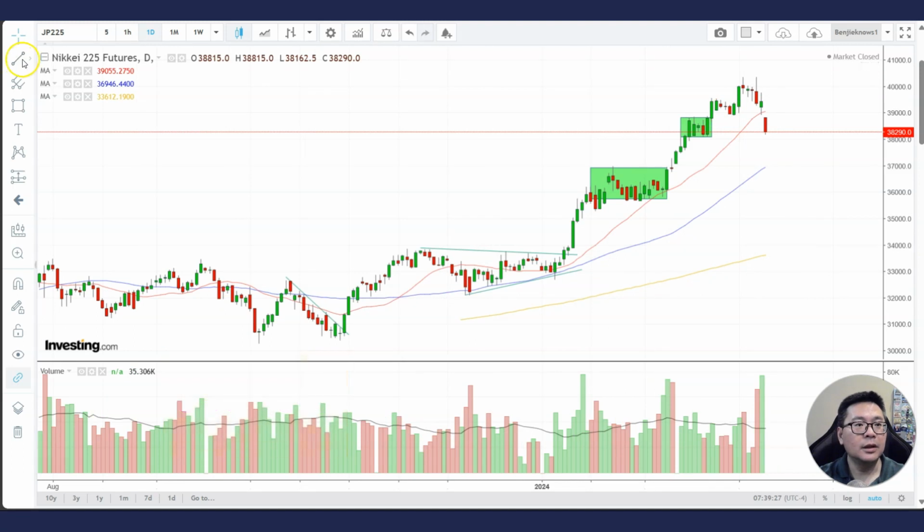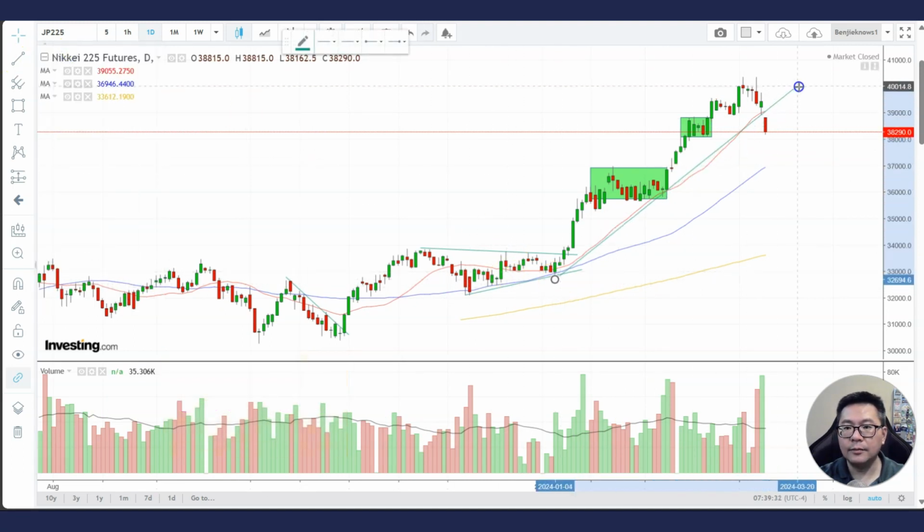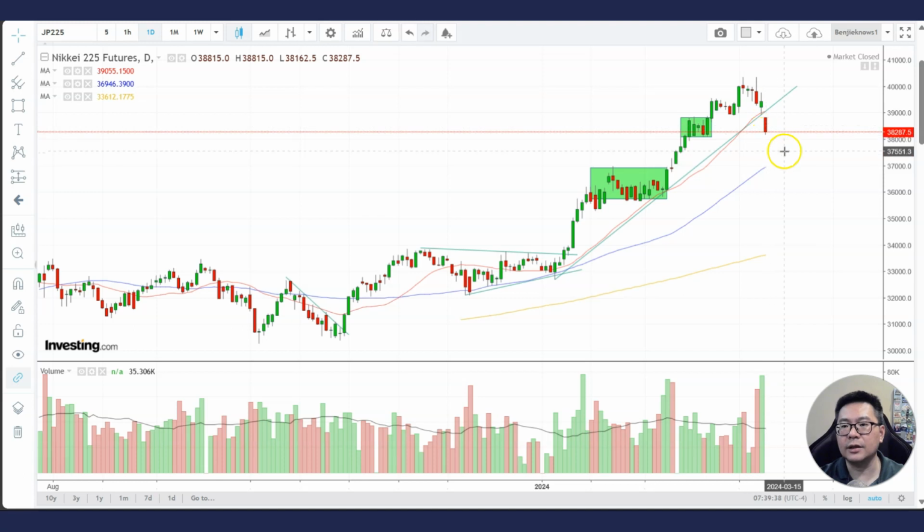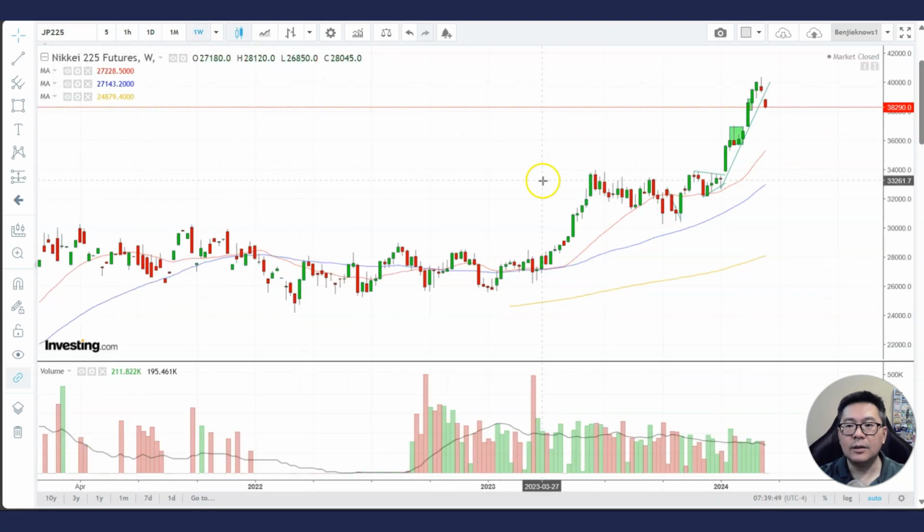Right now, if we draw an uptrend line connecting the lows here, the Nikkei has dropped below the uptrend line, which is why it's correcting. If it's unable to trade back above the uptrend line, maybe there will be more correction down to the 50 MA on this price support. It's important for us to look at weekly charts.